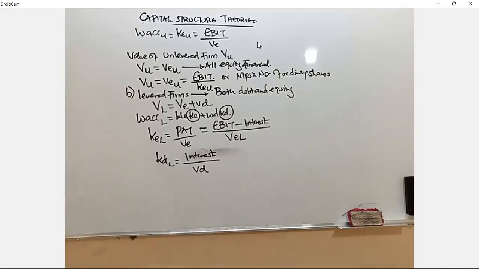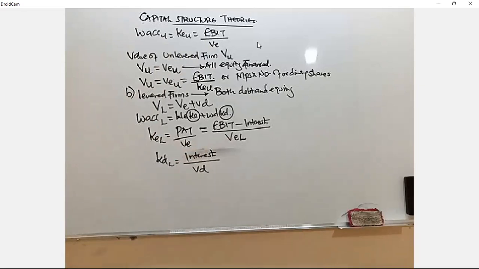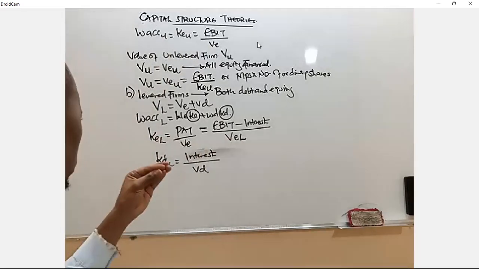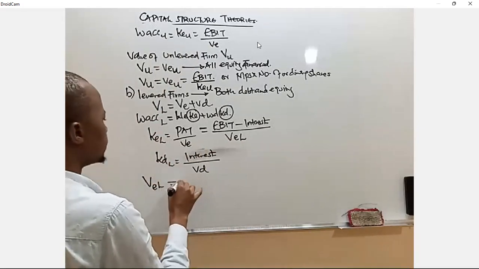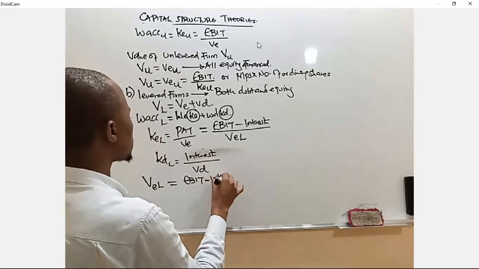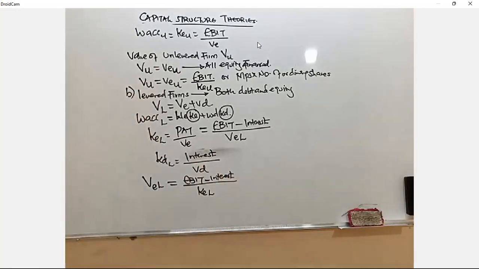Remember, I have said that the examiner may deny you some things here. We talked about having the value of equity, and we are applying the value of equity of the levered firm. The biggest question is, when the value of equity of the levered firm is not provided, it means you should already have the cost of equity of the levered firm. So when you cross multiply, you get the value of equity of the levered firm. It means to get the value of equity, I take my EBIT minus interest and divide it by the cost of equity of the levered firm.